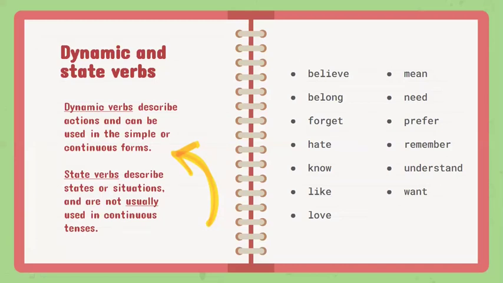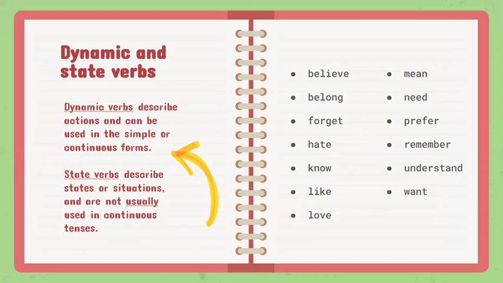Even though these exceptions need the right context for you to use these verbs in present continuous, more often they will be put in simple, and you will be overall more correct if you put them in simple. So verbs such as believe, belong, forget, hate, know, like, love, mean, need, prefer, remember, understand, or want.